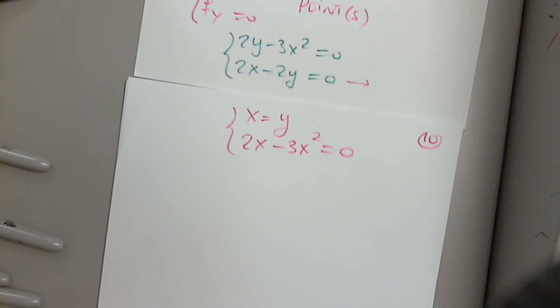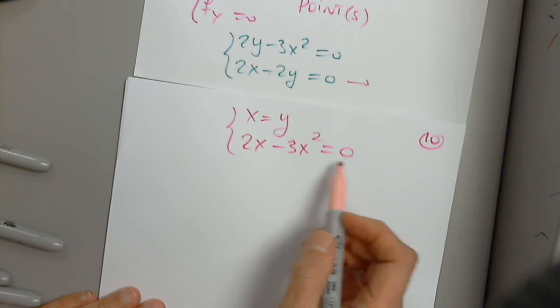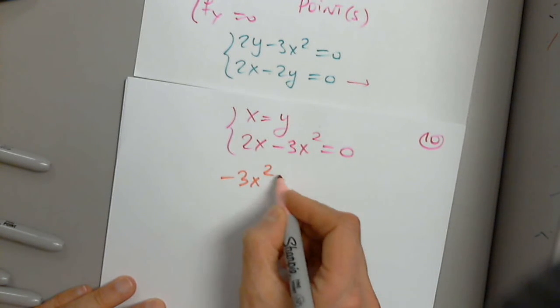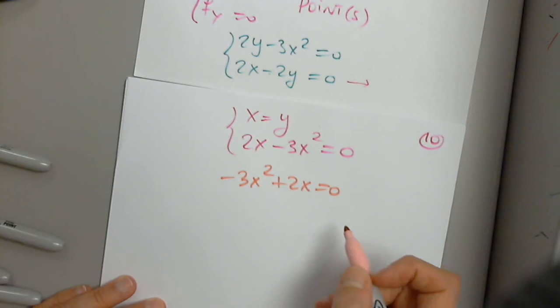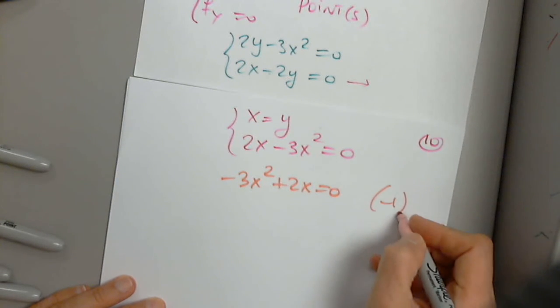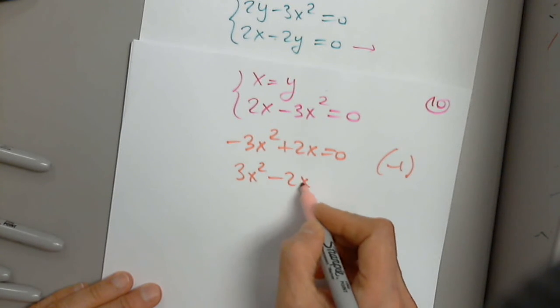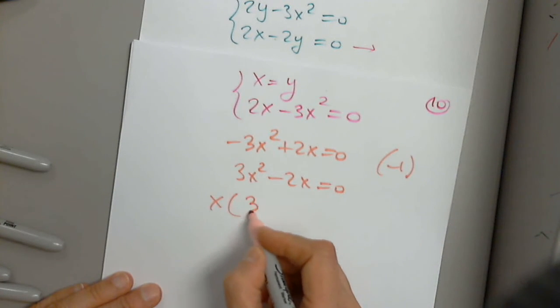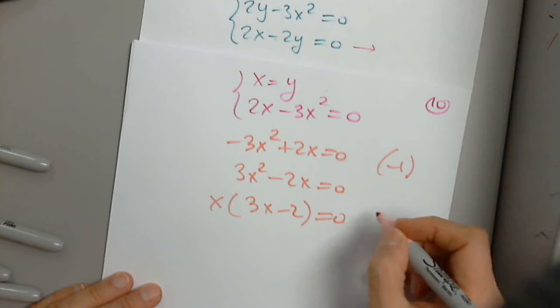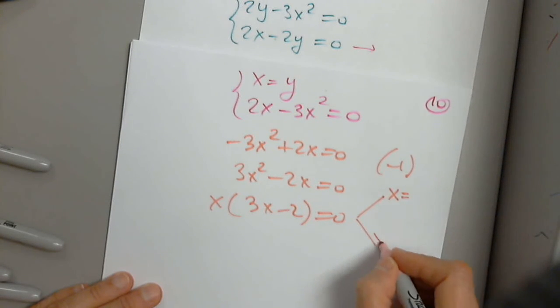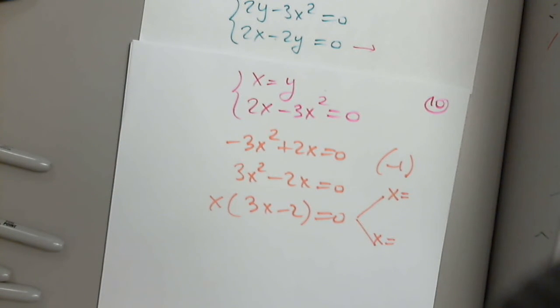Yep. So now I will rearrange this as negative 3x squared plus 2x equals 0. Multiply by negative 1 because I don't like a negative leading coefficient, and pull out an x. And have 2 options for x, and obviously I will have 2 options for y.